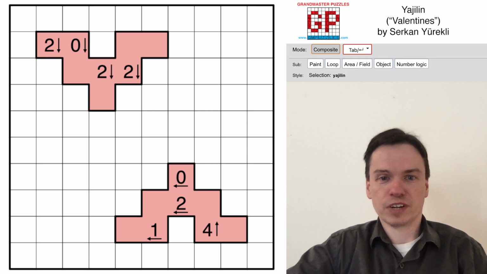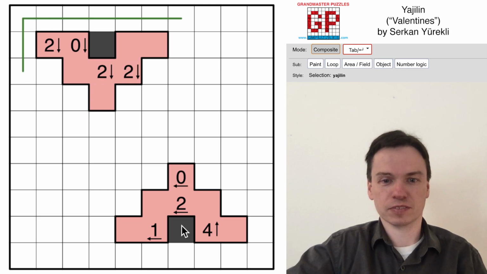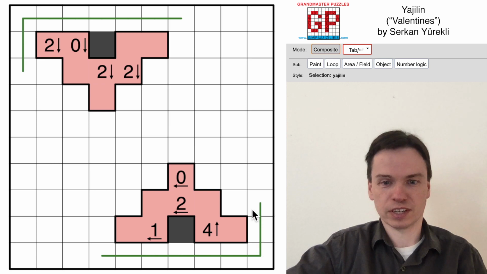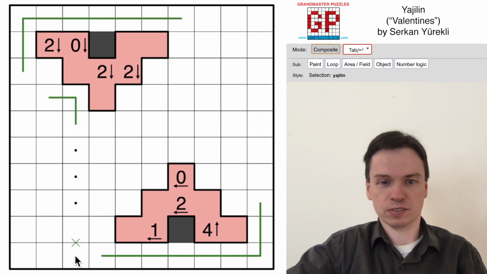So we're here to solve this Valentine's Day Yajilin puzzle by Serkan Yürekli with 2 clue clusters, and we colored this grid creatively to get the look of the hearts to stand out. Shading in the crook of those hearts and putting in some known cells, we've got cases where we've got the 0 down clue marking a set of unused cells, the 0 left clue doing the same.